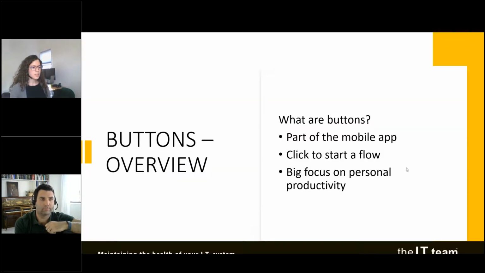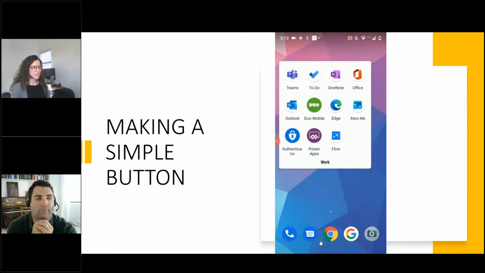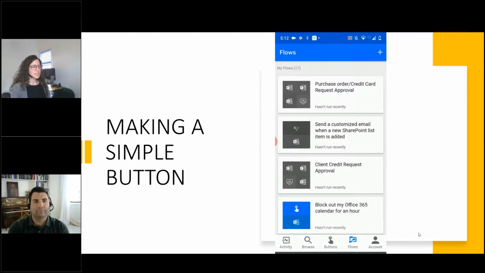All right, so the last couple of demos we're going to do are on buttons. Buttons are part of that mobile app. You just click them to start a flow, and they've got a big focus more on the personal productivity side than the organization-wide. So they're quite fun. There's a lot of templates that you can get started with, and some of them are a wee bit gimmicky, like getting the weather sent to you every day, but they can be quite neat as well. So we'll take a look at this one here.